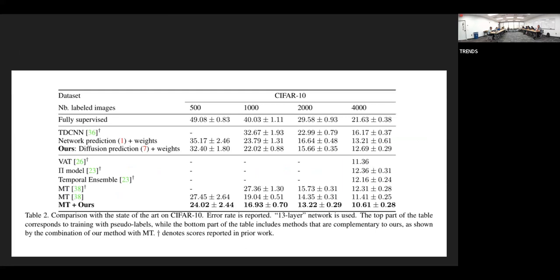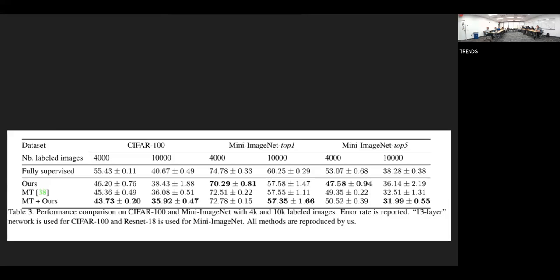This is a result on the CIFAR-10, where they achieve a good result with an empty model and a closed model. It's a minimum error rate here, and the benefit is larger when the number of labels is reduced. This is the result for the other datasets too. The lower the better, or what?